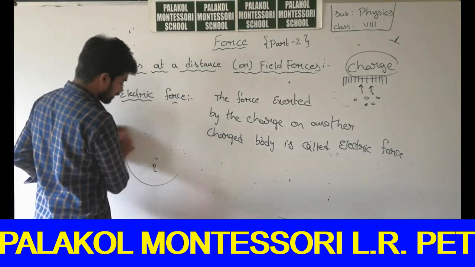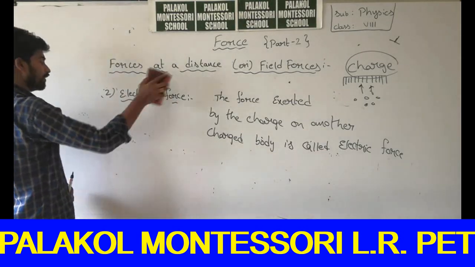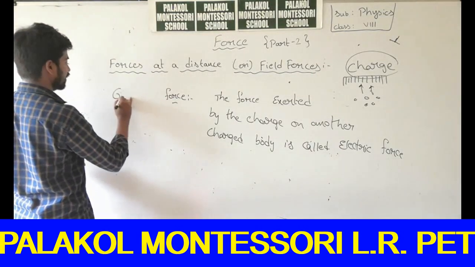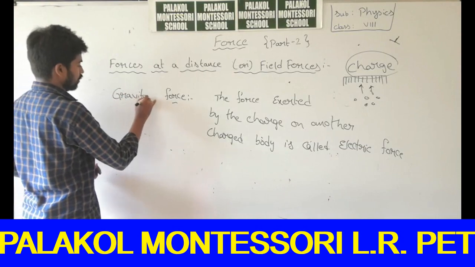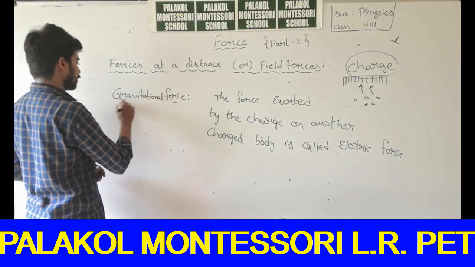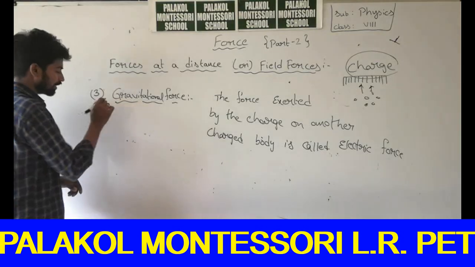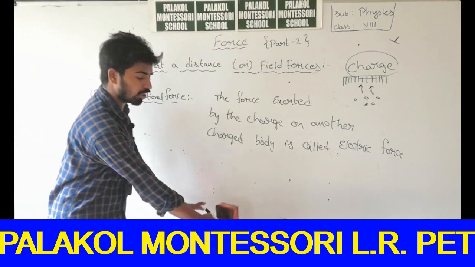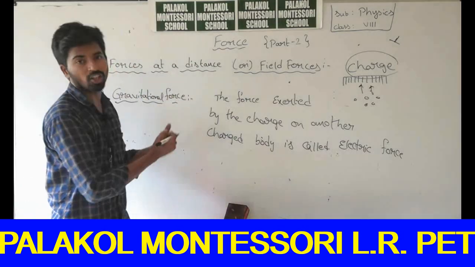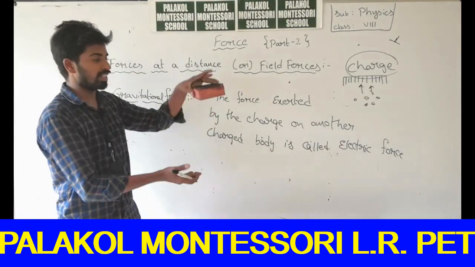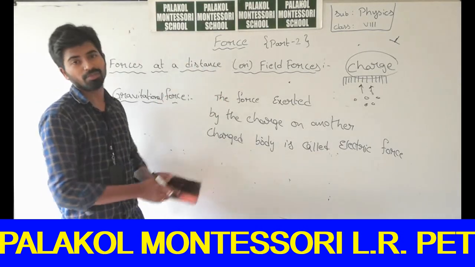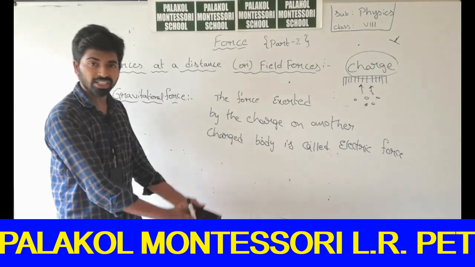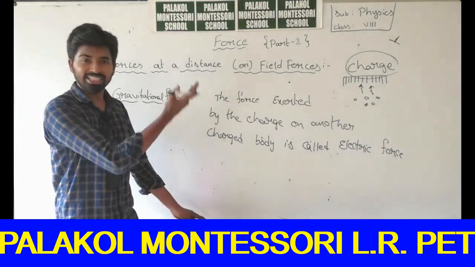And let us discuss the last type of field force, that is gravitational force. You are all well acquainted with gravitational force. What is gravitational force? If I release this object like this, it moves in the downward direction. Who is pulling this object? If I release it, someone is pulling it. Who? The earth is attracting this object. That is why it is moving in the downward direction.